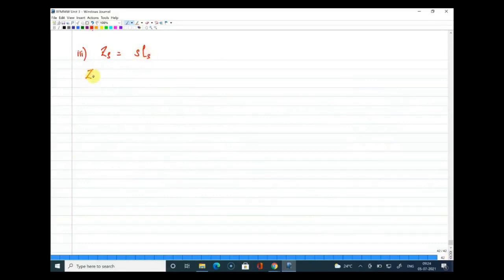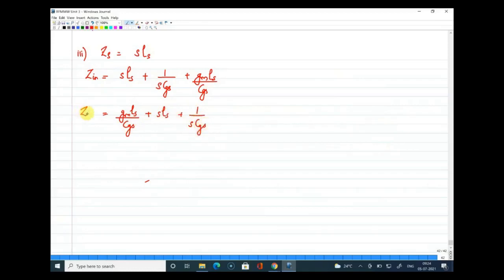Now, when I substitute in the input impedance formula, I'll get S into Ls plus 1 by S into CGS plus Gm into Ls divided by CGS, because one S in the numerator and denominator will get cancelled. So this is the input impedance formula. If I just reverse the order, I'll write it as Gm into Ls divided by CGS plus S into Ls plus 1 by S into CGS. This is the input impedance, right?